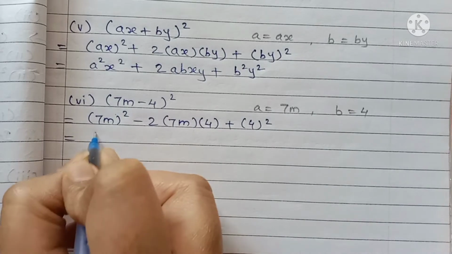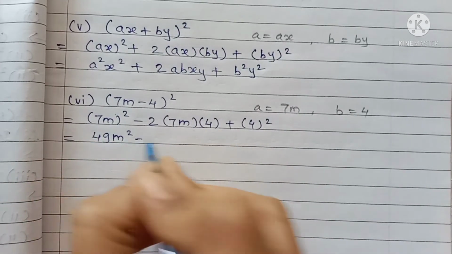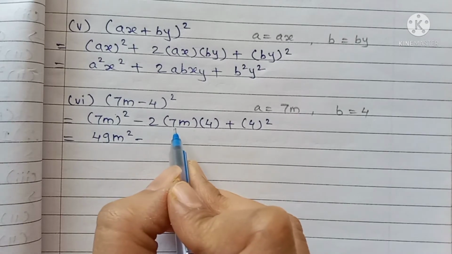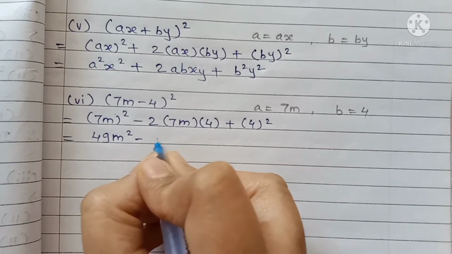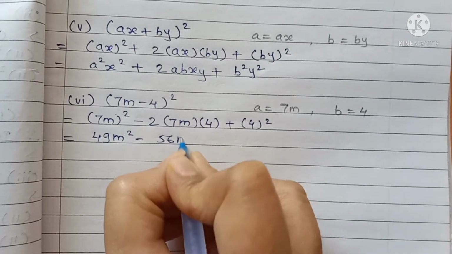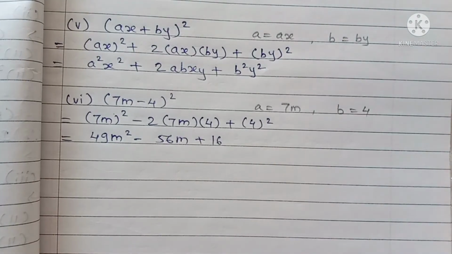7 square is 49m square, minus 7 2s are 14 and 14 fours are 56, 56m, plus 4 square is 16.